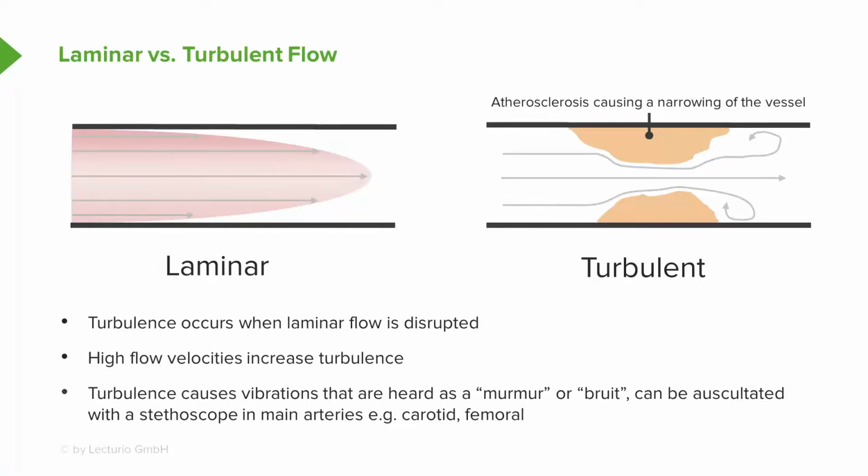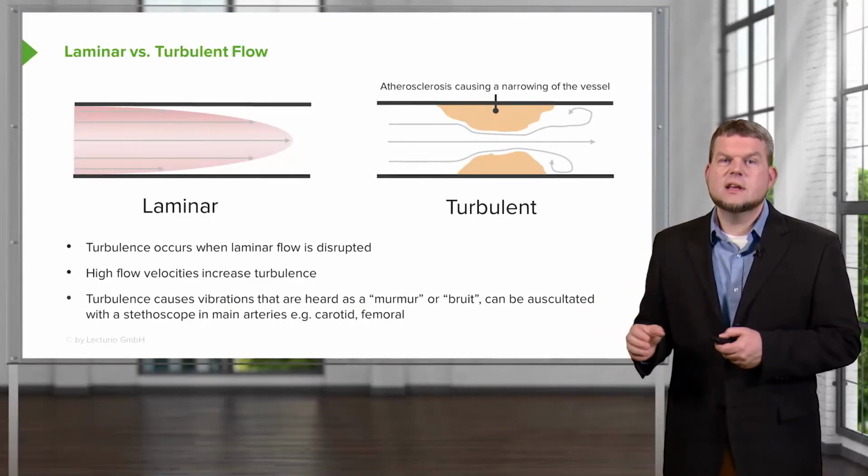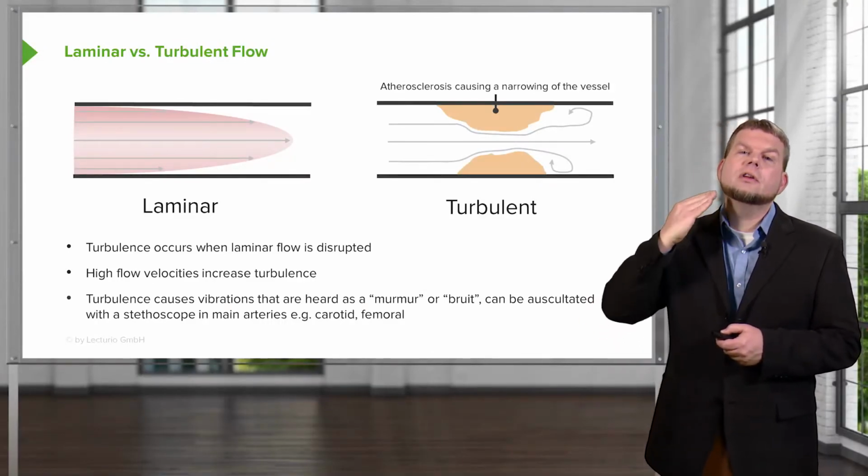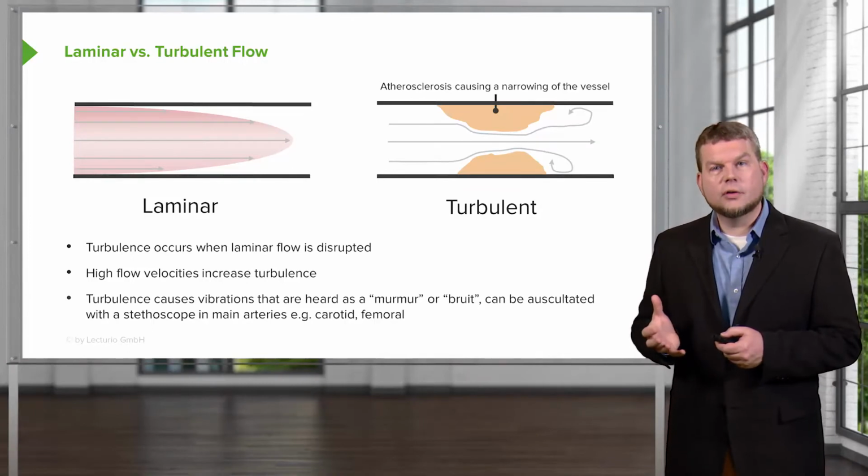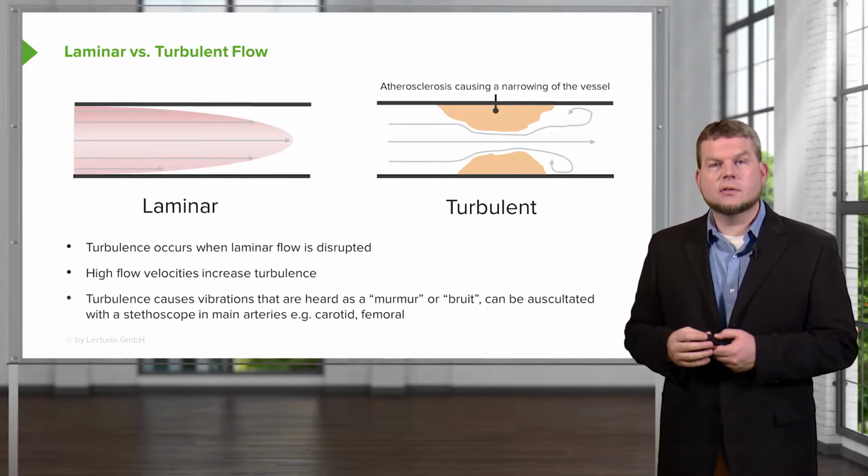You can also hear a bruit, and this occurs at a blood vessel, and this is related to this atherosclerotic lesion that might take place, and you can hear the turbulence just after the lesion. Good examples of this are in the carotid arteries here, also in the femoral arteries if you have these atherosclerotic lesions.